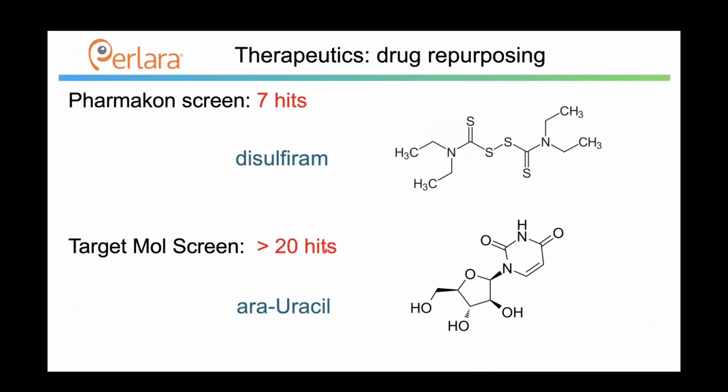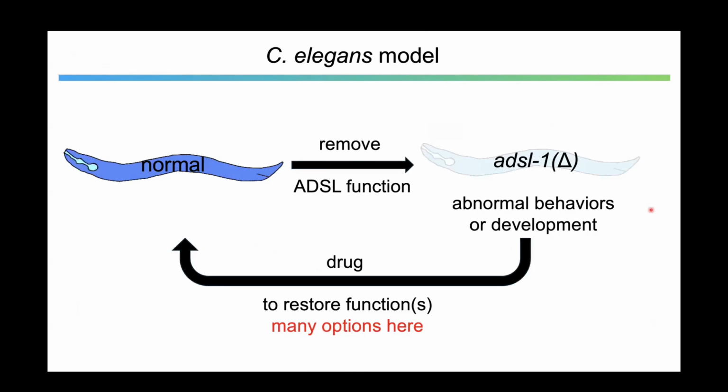So basically, they did two different screens of two different drug libraries. Seven hits came out of the first, 20 out of the second, and their top hit, the thing that worked the best in the first screen, was disulfiram, and the thing that worked the best in the second screen was ara-uracil. And so we've been using these two molecules as well as some of the other ones that were identified to look at what they do in worms.